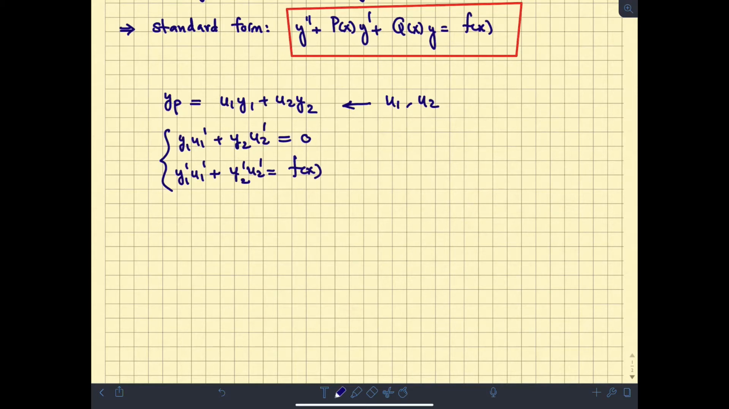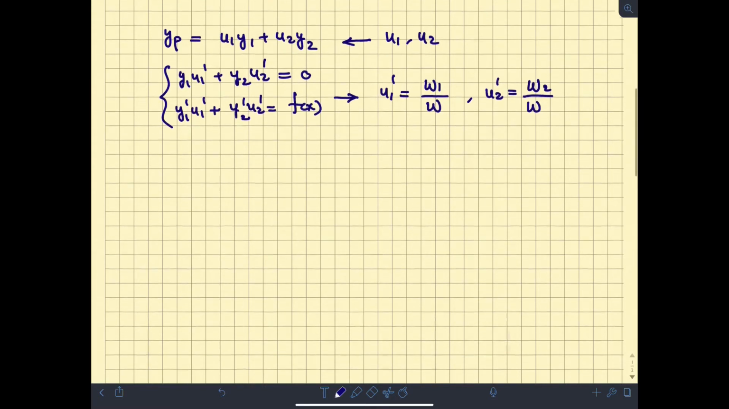So this becomes your system, which then you could simply see that my u1 prime, if you solve it, will be w1 over w. Well, w is the Wronskian, and I'll tell you shortly what w1 is. And u2 prime becomes w2 divided by w, where again w is the Wronskian. Now, if you recall, w, which is the Wronskian, is the determinant of your fundamental solutions and their derivatives.